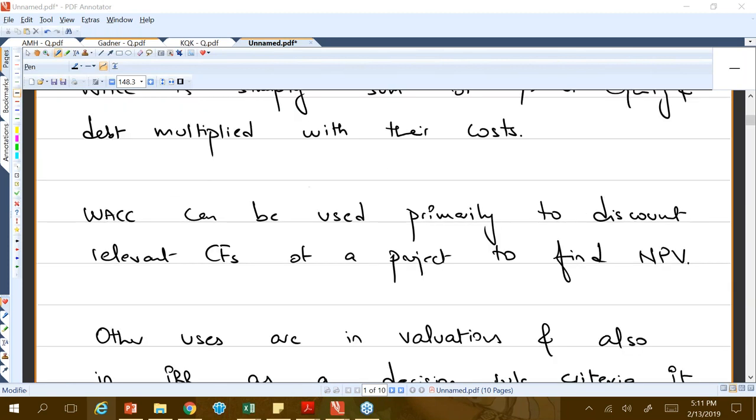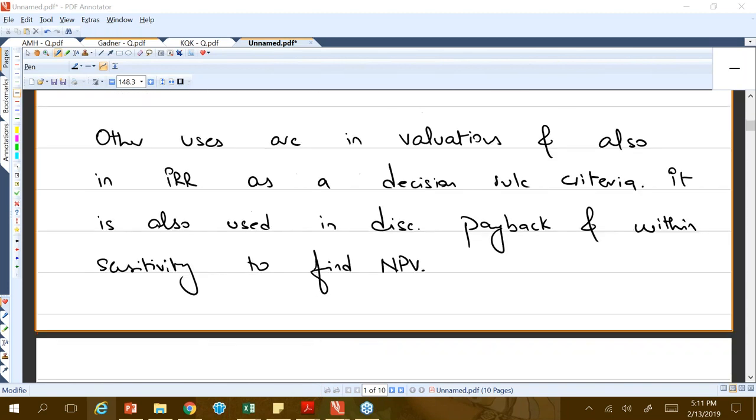We use it in NPV. We use it in valuations. We'll see that in session 4. We can also use it in IRR as a decision rule criterion, and finally in discounted payback, and also within sensitivity analysis when we find the NPV of something. How do we find NPV? Again, by discounting the relevant cash flows. So quite many uses of the WACC.